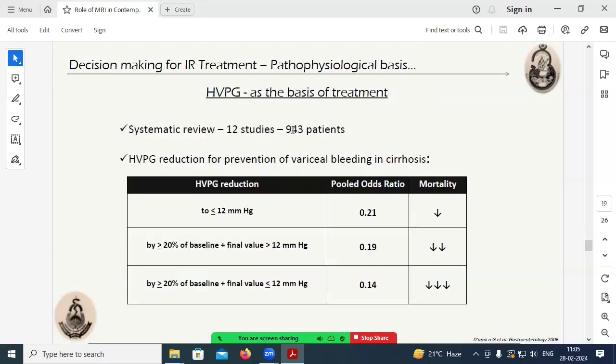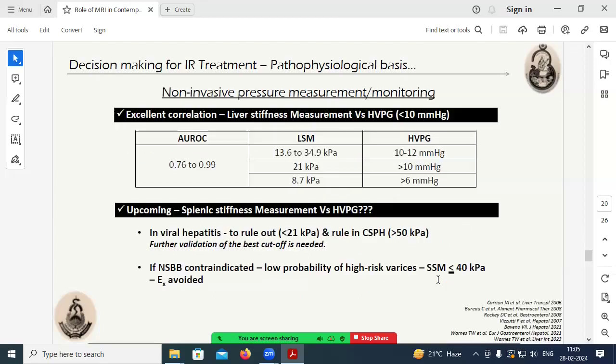HVPG measurements. And that's just one study. There are many studies. This is one good study, a systematic review of a large number of studies and a large number of patients, where they showed that an HVPG reduction from the baseline as well as the absolute value can be put together to predict the pooled odds ratio as well as mortality. So that pooled odds ratio is for variceal bleeding and long-term mortality. So you can use this technique for predicting these two variables also.